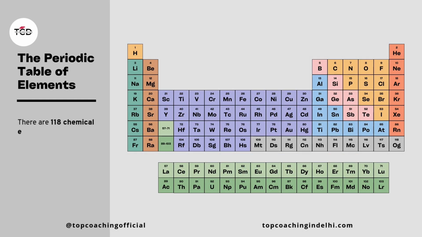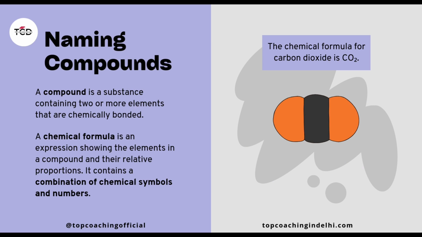Here's the periodic table of elements. There are 118 chemical elements listed in the periodic table in a specific order. Naming compounds. A compound is a substance containing two or more elements that are chemically bonded. A chemical formula is an expression showing the elements in a compound and their relative proportions. It contains a combination of chemical symbols and numbers. For example, the chemical formula for carbon dioxide is CO2.